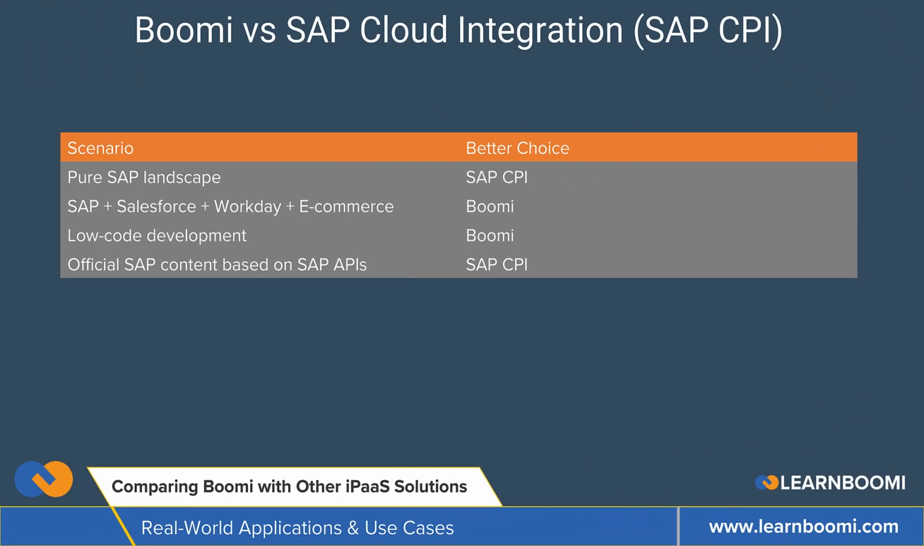Let's compare Boomi versus SAP Cloud Integration, SAP CPI. SAP Cloud Integration is part of the SAP Business Technology Platform, which is BTP. It is tightly integrated with SAP ERP, SAP S/4HANA, SAP SuccessFactors and various SAP Cloud applications. The strength of SAP CPI is that it is a better choice for deep SAP to SAP integration.